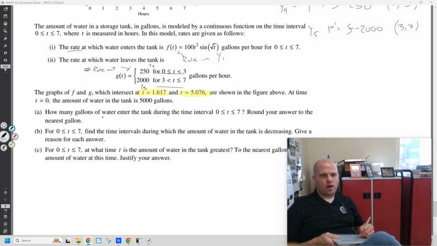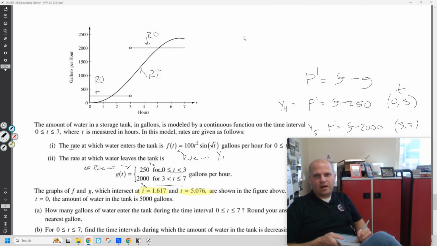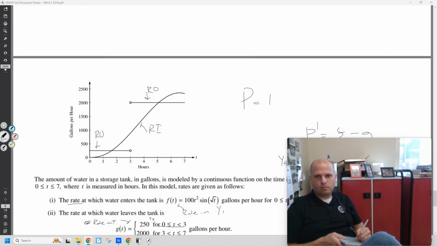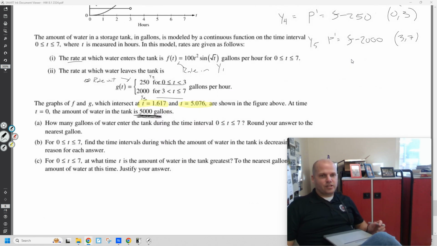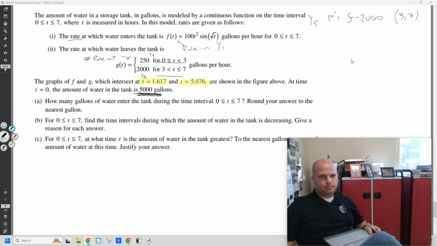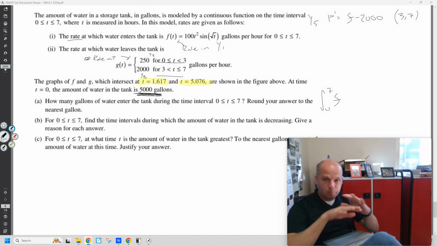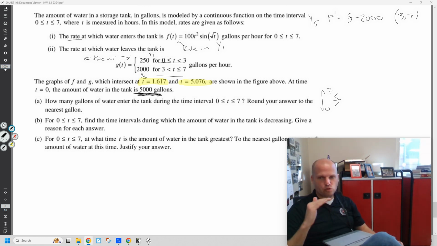How many gallons of water enter the tank? This is the idea of my total equals my initial amount. Oh, I didn't even pay attention to that. I have an initial amount plus my total in minus my total out. Careful with G. I just want the total in. So I'm just going to accumulate my rate in. It's F. You think of it as being an antiderivative, as an original equation, but that's actually a rate. Tricky AP test.